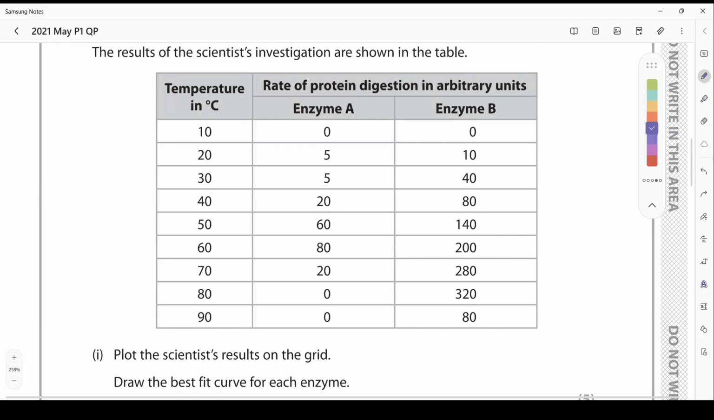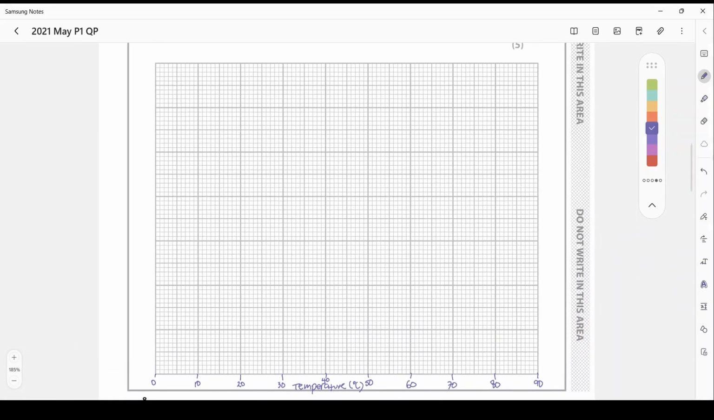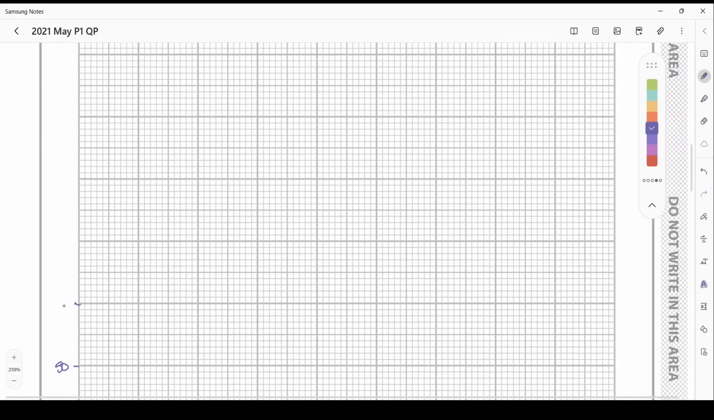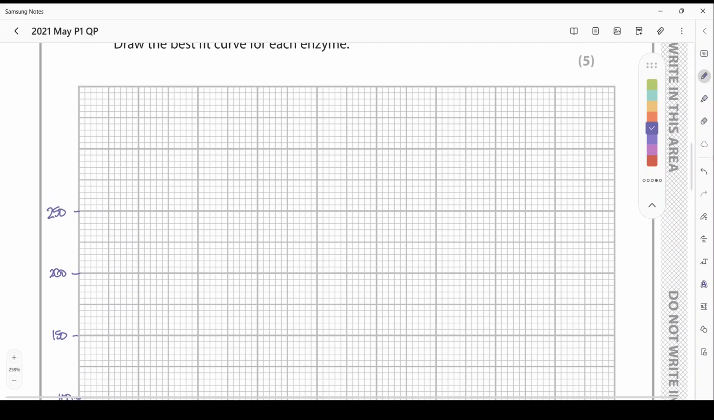All right, next we have the y-axis, which would be the rate of protein digestion in arbitrary units. The highest number that we have here is 230. Oh, sorry, it's 320. So let's try and see if we can fit that on the y-axis. So maybe let's go up in 50. So we've got 50 here. Let me just zoom in. 100. This would be 150. Do not give you enough space for this. 250, 300, and 350.